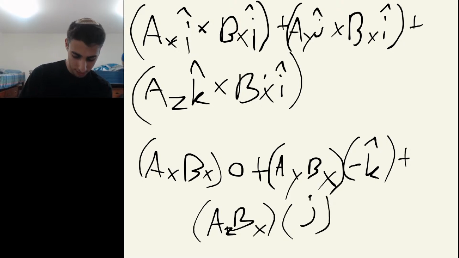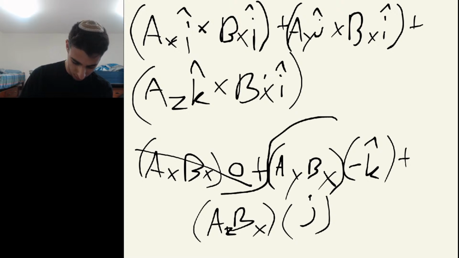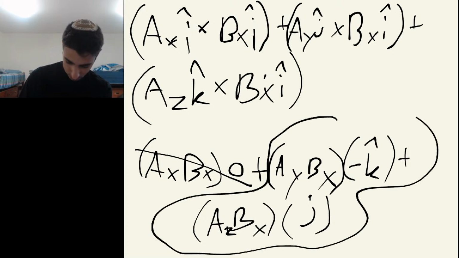Okay, and the point is this whole term cancels out, and the first vector that we have is this one. And all we have from here is the k dimension and the j dimension, and yeah.